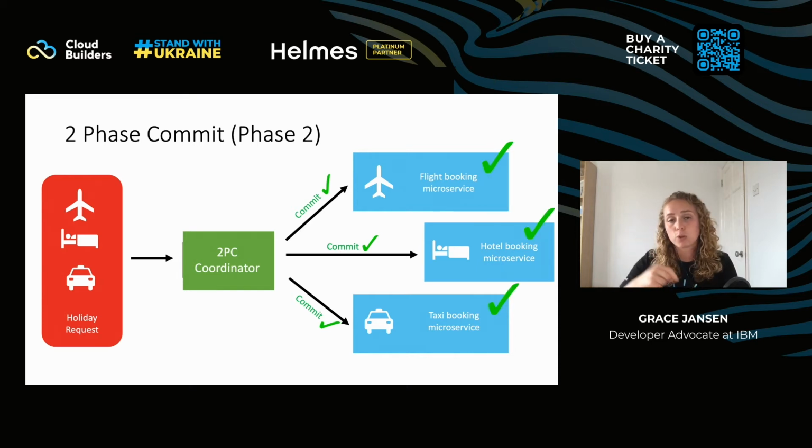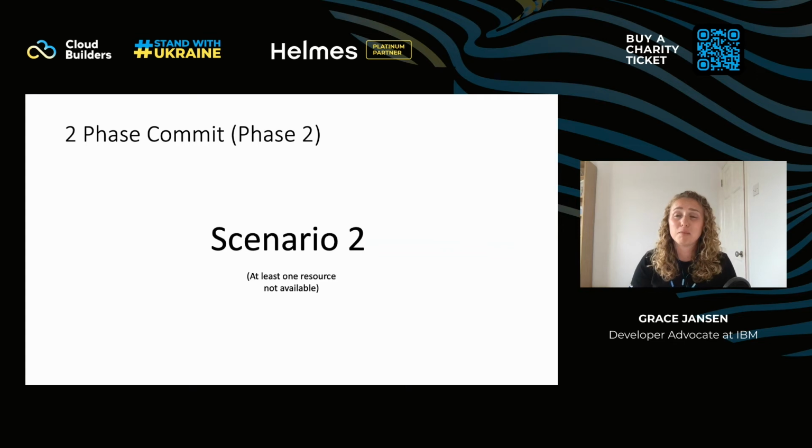The microservices will then commit those resources to this particular customer for this transaction. They'll confirm that back to the coordinator, and then the coordinator is able to send that confirmation on, and money is then taken for that transaction. This, in an ideal world, works really well. But what happens in potentially the more likely scenario, especially at the moment, where at least one of those resources isn't available? So let's take a look at scenario 2.